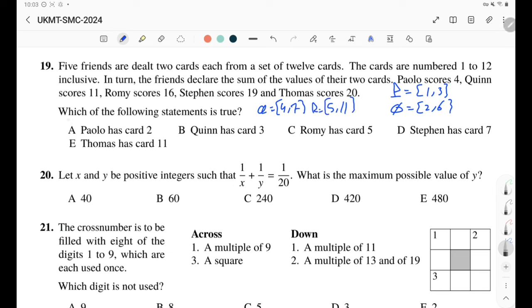The question is, which of the following statements is true? Paolo has 2. No, he does not have 2. Quinn has 3. Well, Quinn does not have 3. Romy has 5. Romy has 5. So we don't need to continue. Already got it. This statement for sure is true.